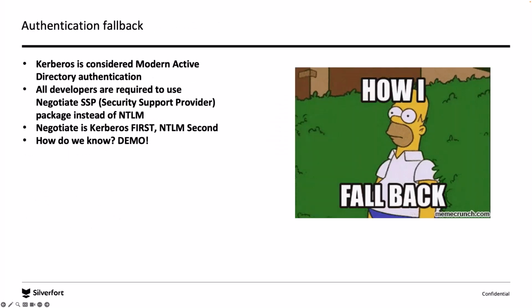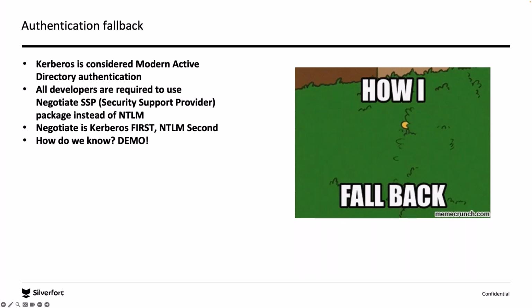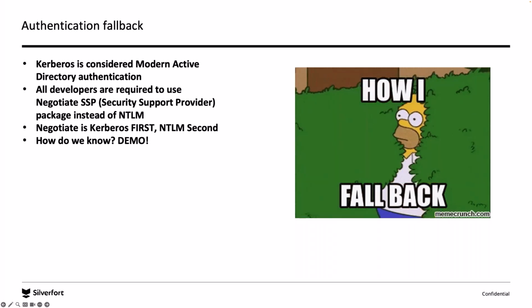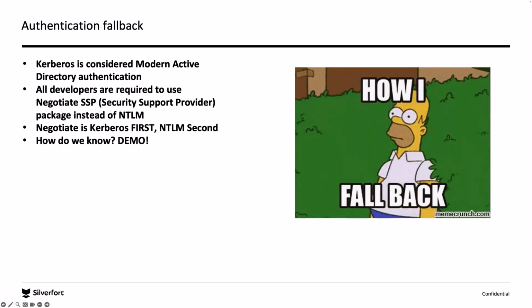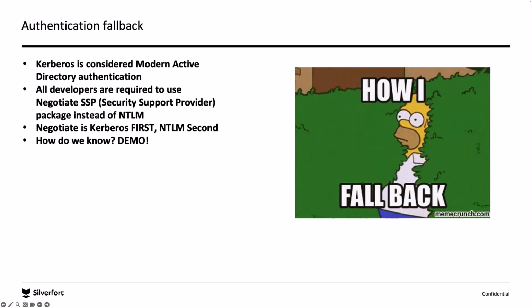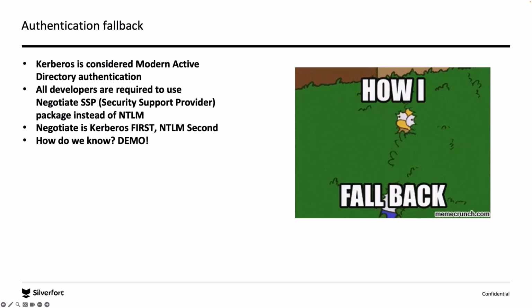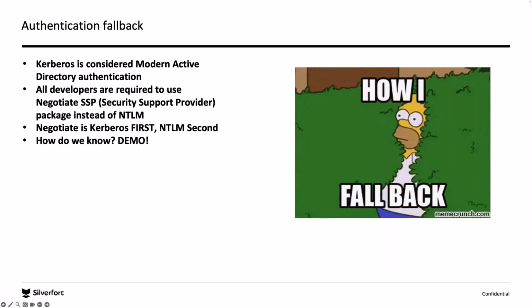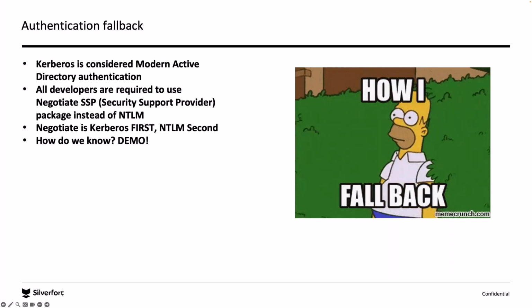Oh, okay, no problem. So lastly, I will demonstrate how to investigate an authentication fallback. What is an authentication fallback? The most modern authentication protocol in Active Directory is Kerberos. All developers are required to use the Negotiate SSP, a security support provider package, instead of the NTLM authentication package. What does that mean? Negotiate means Kerberos first, and if Kerberos does not work for any reason, NTLM will follow.